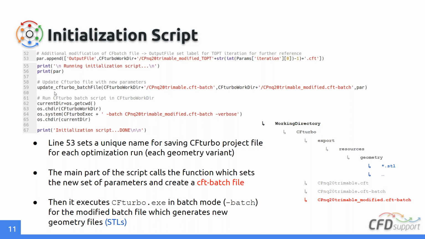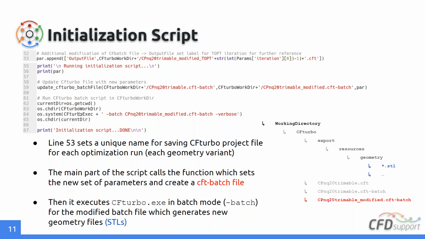Okay, then we run the function which sets the new parameters and creates our modified batch file, and then by this set of commands we jump into the CFturbo working directory, and we execute the CFturbo exe in batch mode with this modified file. The minus verbose will give you some additional information, so this is not important. In each run, you can see that it will create a new modified batch file with the current set of the parameters.